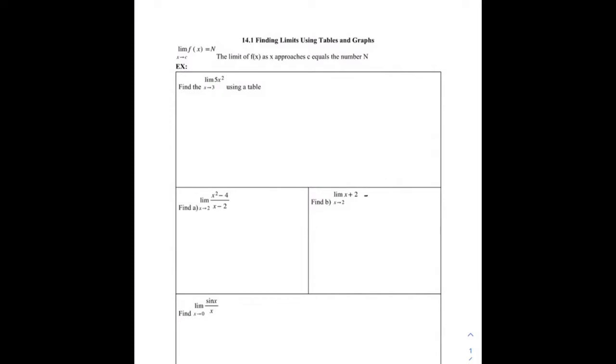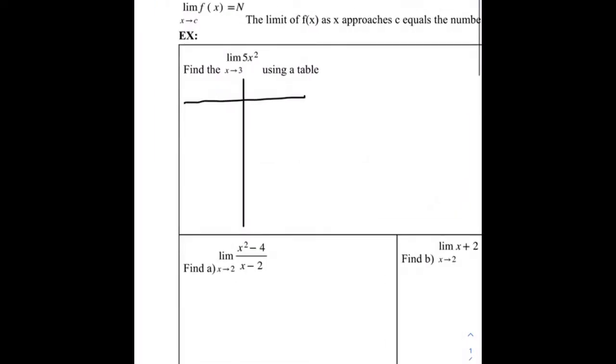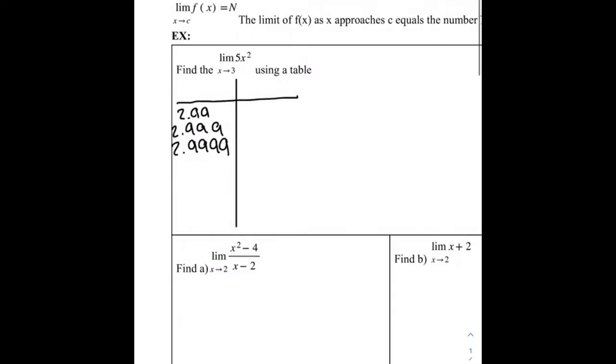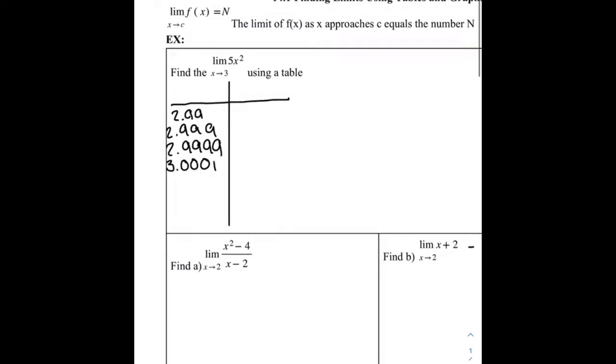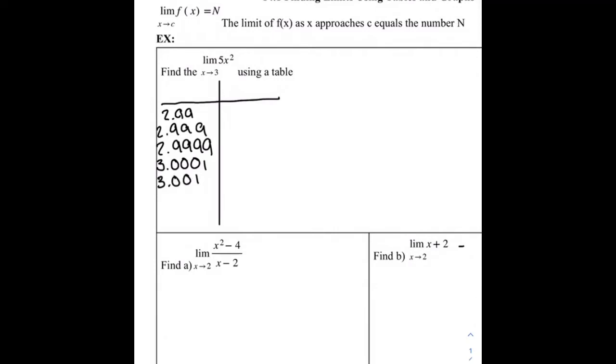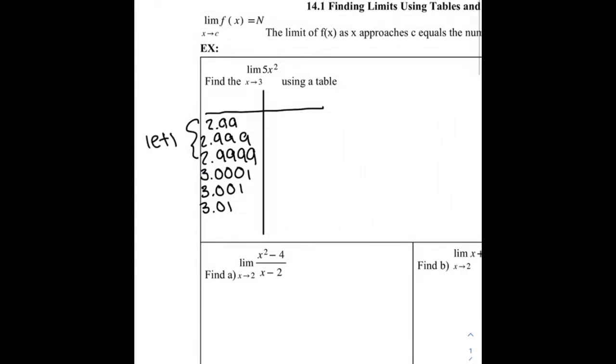So using a table, we always want to use three values to the left and right of the number we're approaching. So a number to the left of 3 is 2, but we want something even closer than that. So something even closer to 3 is 2.99. Something even closer is 2.999, and then 2.9999. To the right would be 4, but even closer is like 3.0001, 3.001, and 3.01. So these are from the left, and these are from the right.